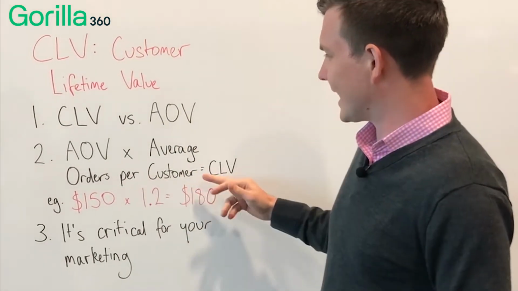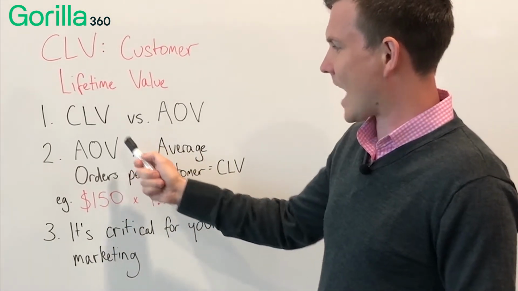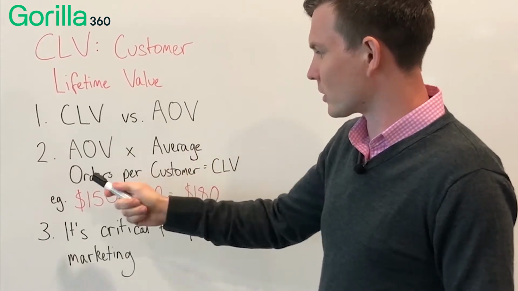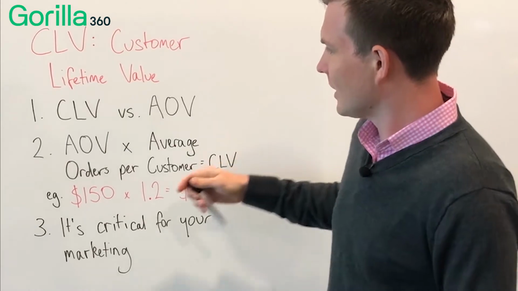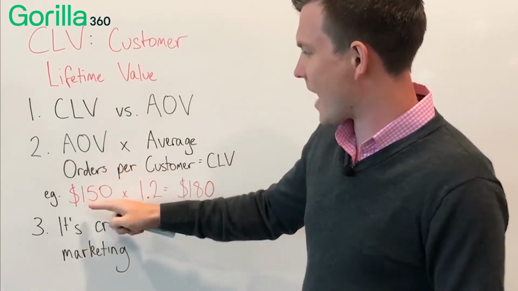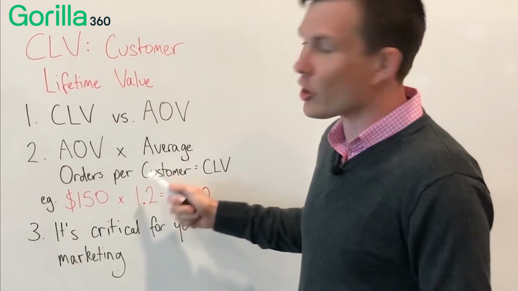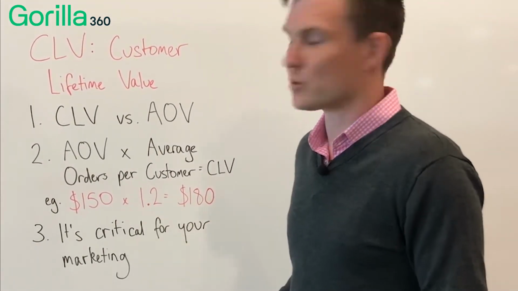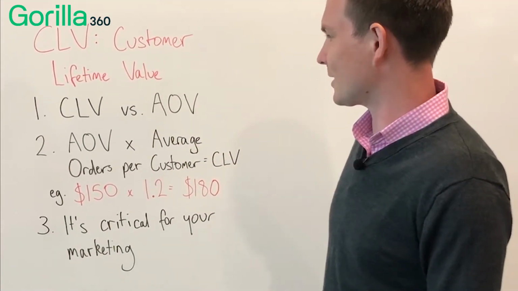So how do we actually get to customer lifetime value? So pretty much what it is, the average order value that comes in times the average number of orders per customer. And that gives us a customer lifetime value. So for example, let's say our average order value is $150 through our store. And on average, we know that every customer will purchase 1.2 times. So our customer lifetime value is $180.